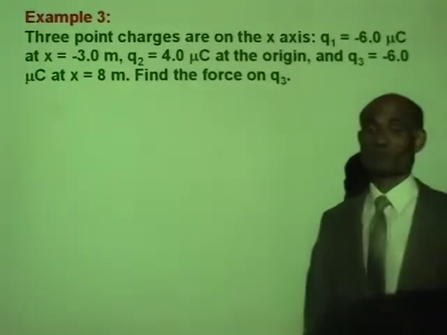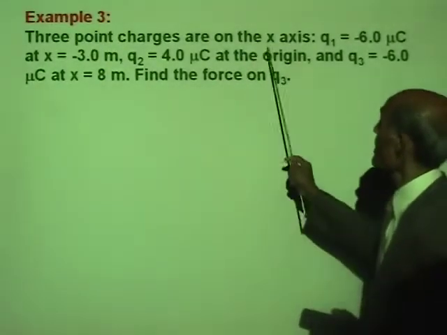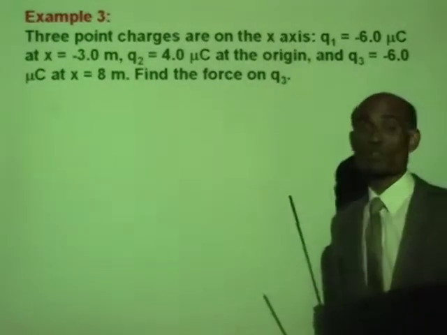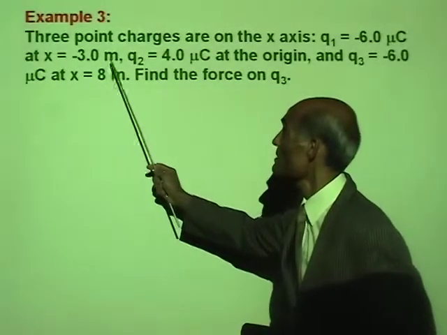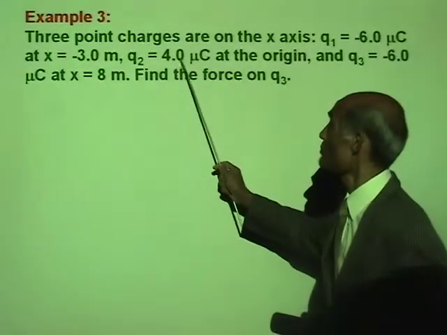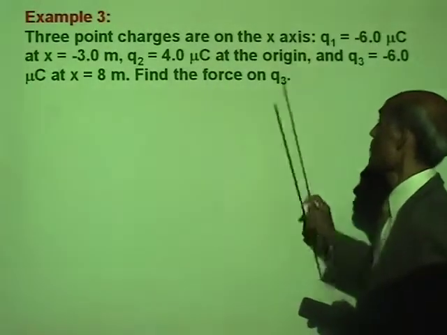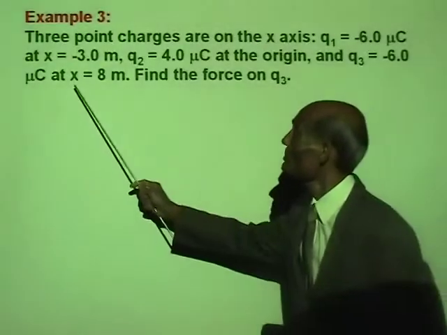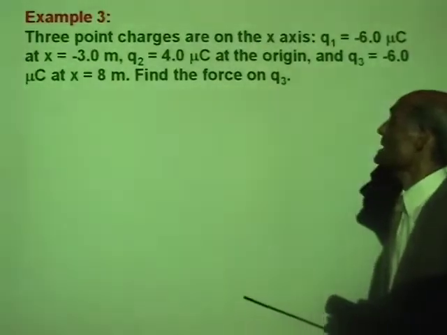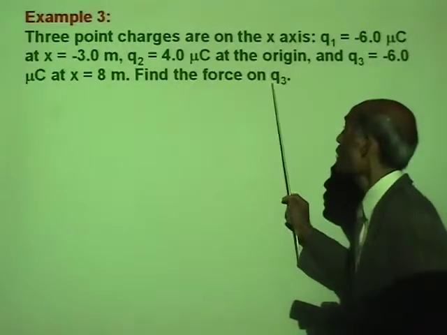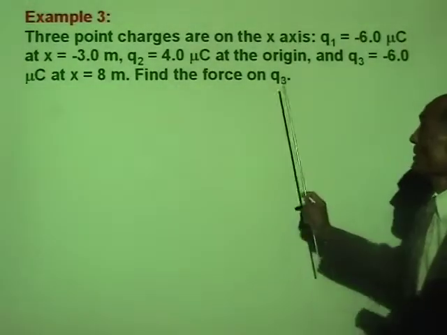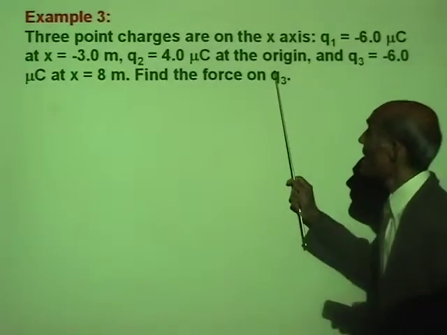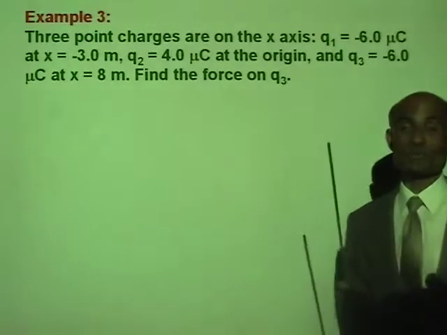Let's do a small problem. 3 point charges are on the x-axis. Q1 equal to negative 6 microcoulomb at x equal to negative 3 meter. Q2 equal to 4 microcoulomb at the origin. And Q3 equal to negative 6 microcoulomb at x equal to 8 meter. Find the force on Q3. So, you have 3 charges, Q1, Q2, Q3. You need to find the net force on Q3.